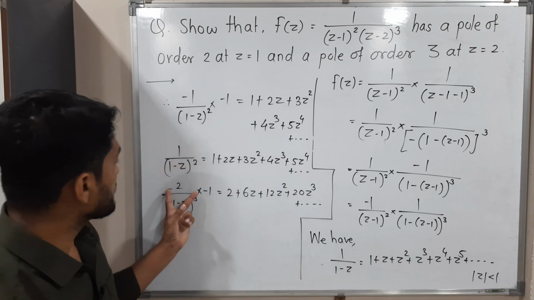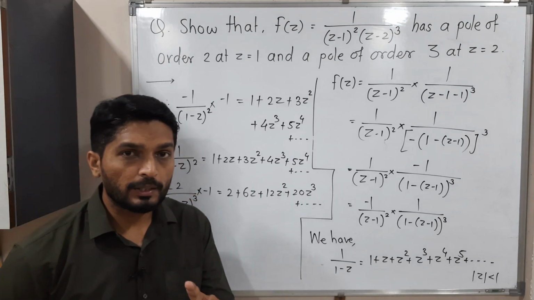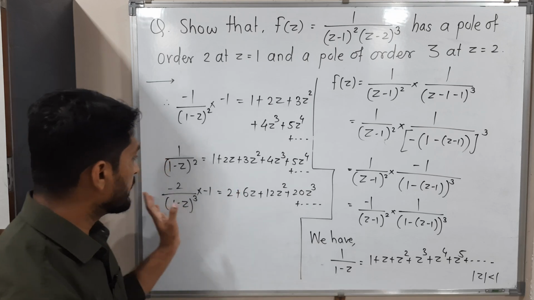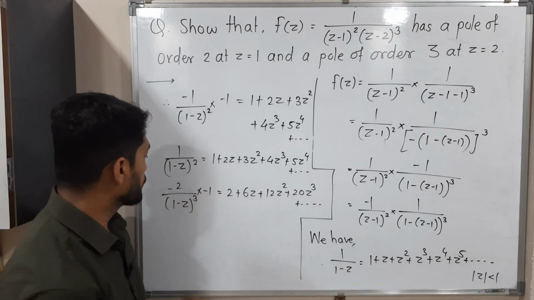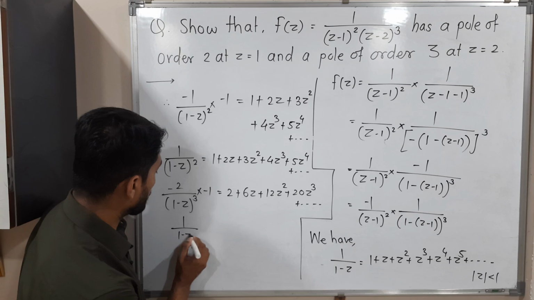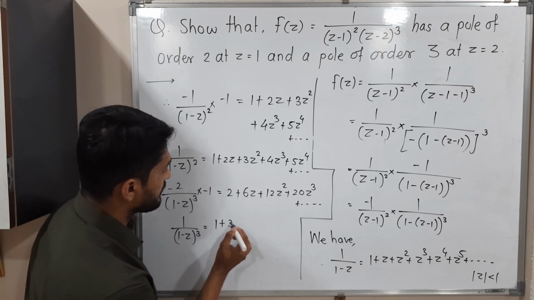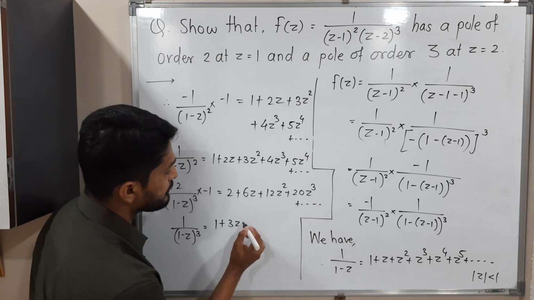See this, minus minus plus. Did you notice one thing? All these terms are divisible by 2. Let us divide all these terms by 2. So it will be 1 upon (1 minus z) cube is equal to 1 plus 3z. I am dividing all these terms by 2.